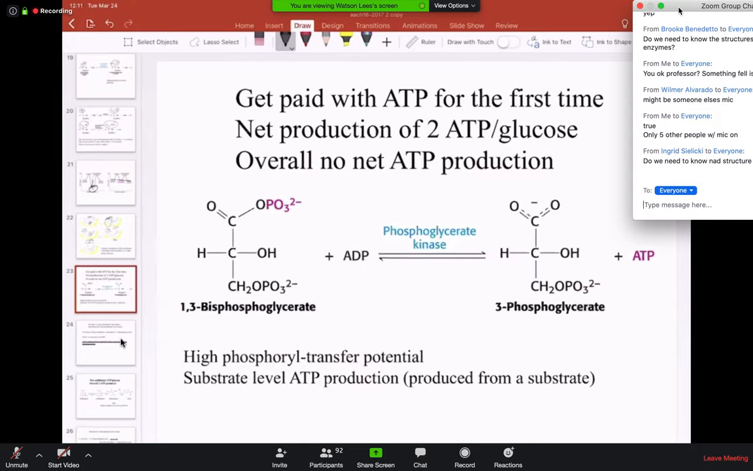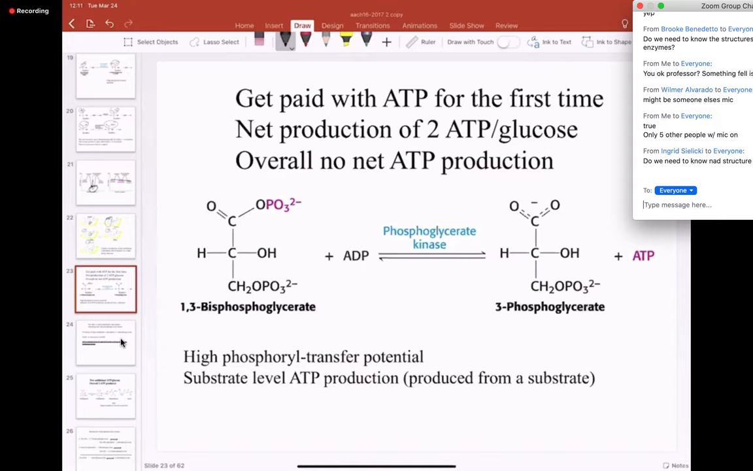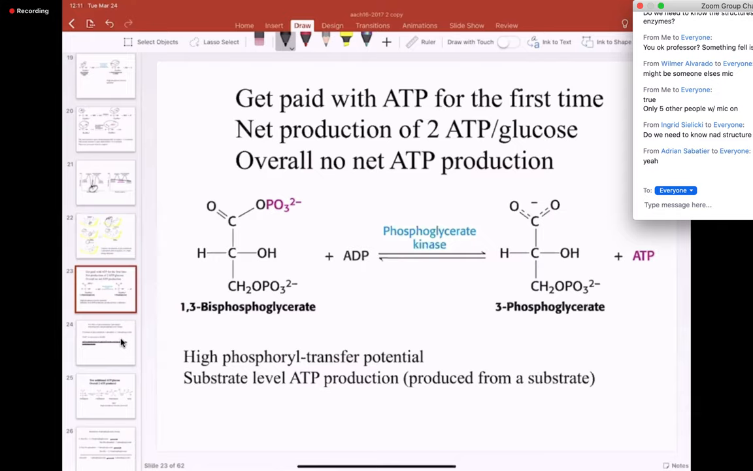And so in this case here, what happens is you first have phosphoglycerate kinase. And so here you transfer the phosphate group from here over to ADP to make ATP, this high energy phosphate. And so therefore you get the net production of 2 ATPs per glucose.